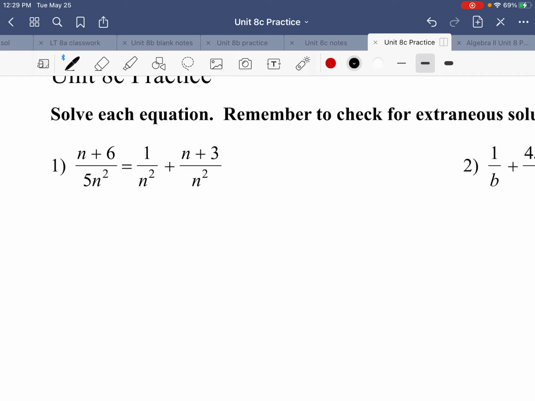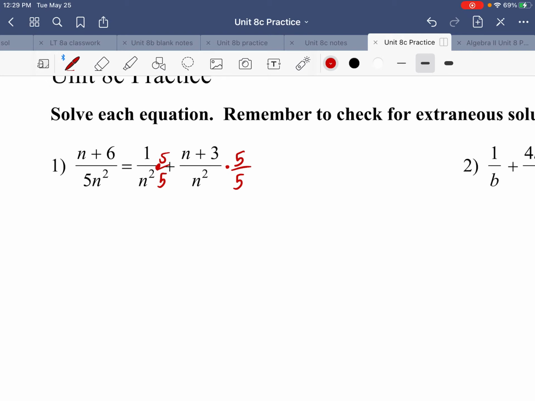All right, so we have to get like denominators. I have 5n squared, n squared, n squared. All three have n squared. We need to multiply by something that's equivalent, so that we have the denominator equal to 5n squared. So we need to multiply the second and third fractions by 5 over 5.